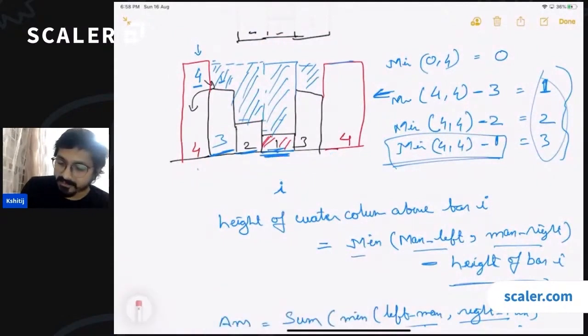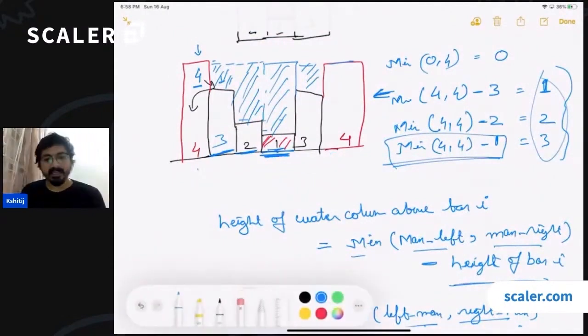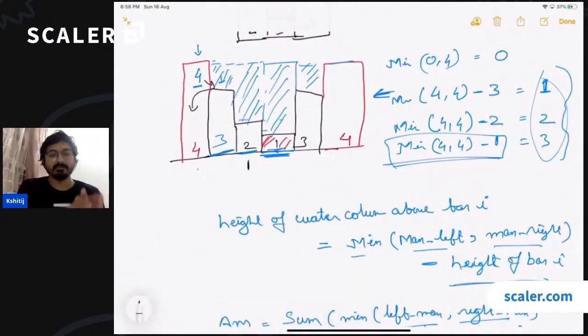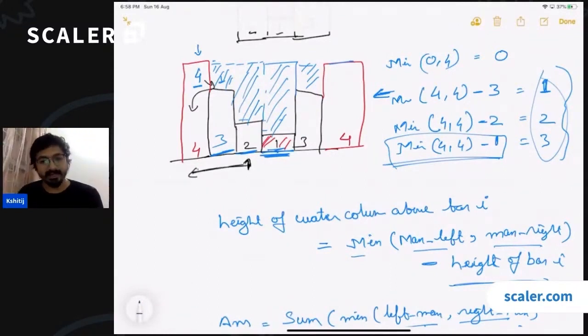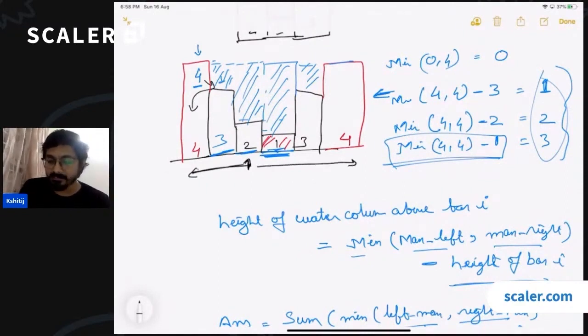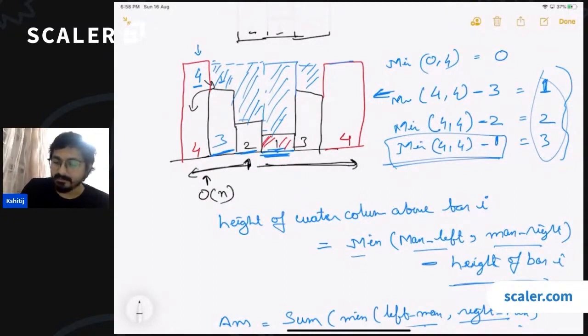If I'm calculating for this bar, I will have to calculate the left maximum. To calculate the left maximum, I will be iterating over all the possible bars on the left side. To calculate the right maximum, I will be iterating over all possible bars on the right side. How much time is this operation going to take? This is going to take order n. How much time is this operation going to take? This is also going to take order n, right?